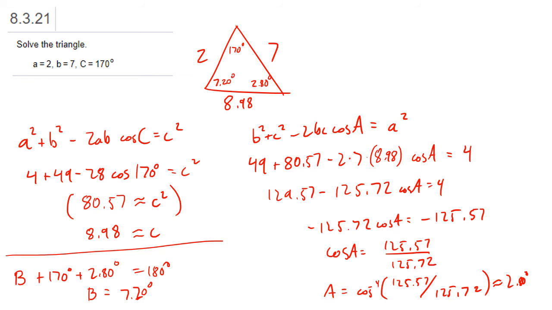And we can double check again that small angle goes with small side and vice versa. So the smallest angle is definitely our 2 degrees. That goes across from a 2. The 7.2 degrees goes across from 7, and 170 degrees is the largest angle, and it goes across from 8.98. Okay. Moving on.